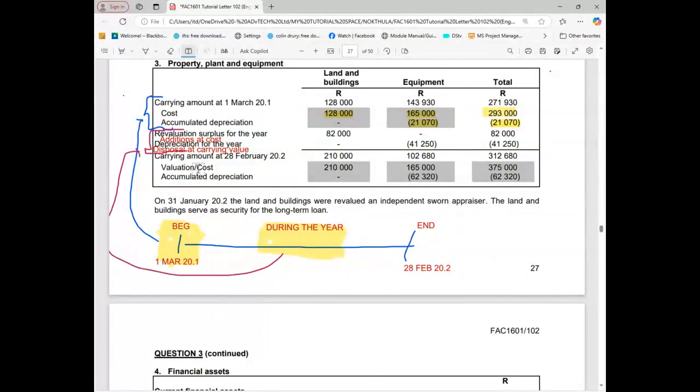But remember, for disposal, you must put it in brackets because you will be selling. For the disposal one, you must not forget to put it in brackets, because if you are selling, it means the asset has been taken out.